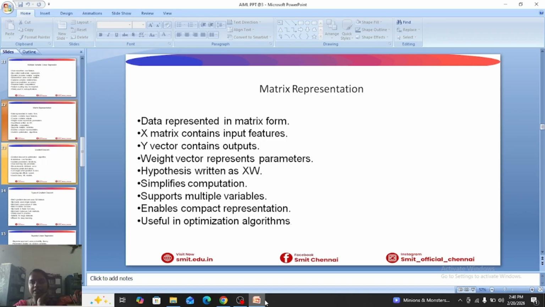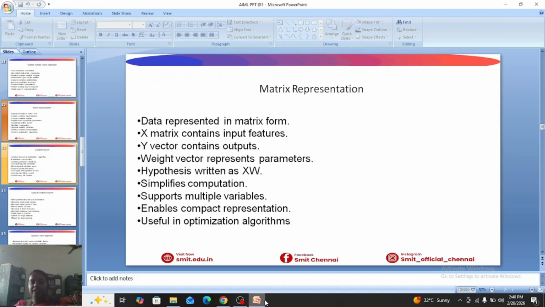Moving on to matrix representation. Data is represented in matrix form. When dealing with multiple variables in linear regression, writing equations separately becomes complex. To simplify calculations and make them efficient, we use matrix representation. It helps in compact mathematical expression, easy computation, and implementation using programming libraries.